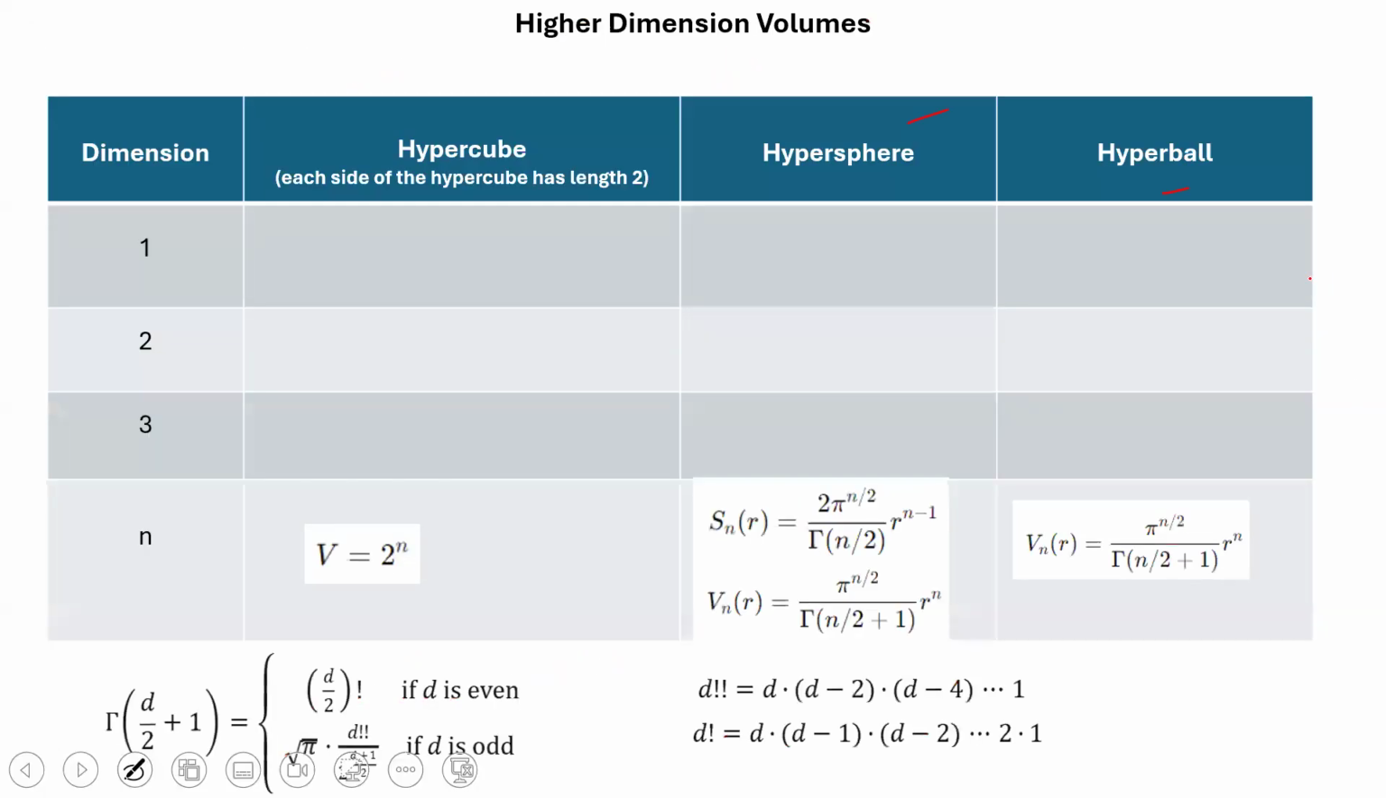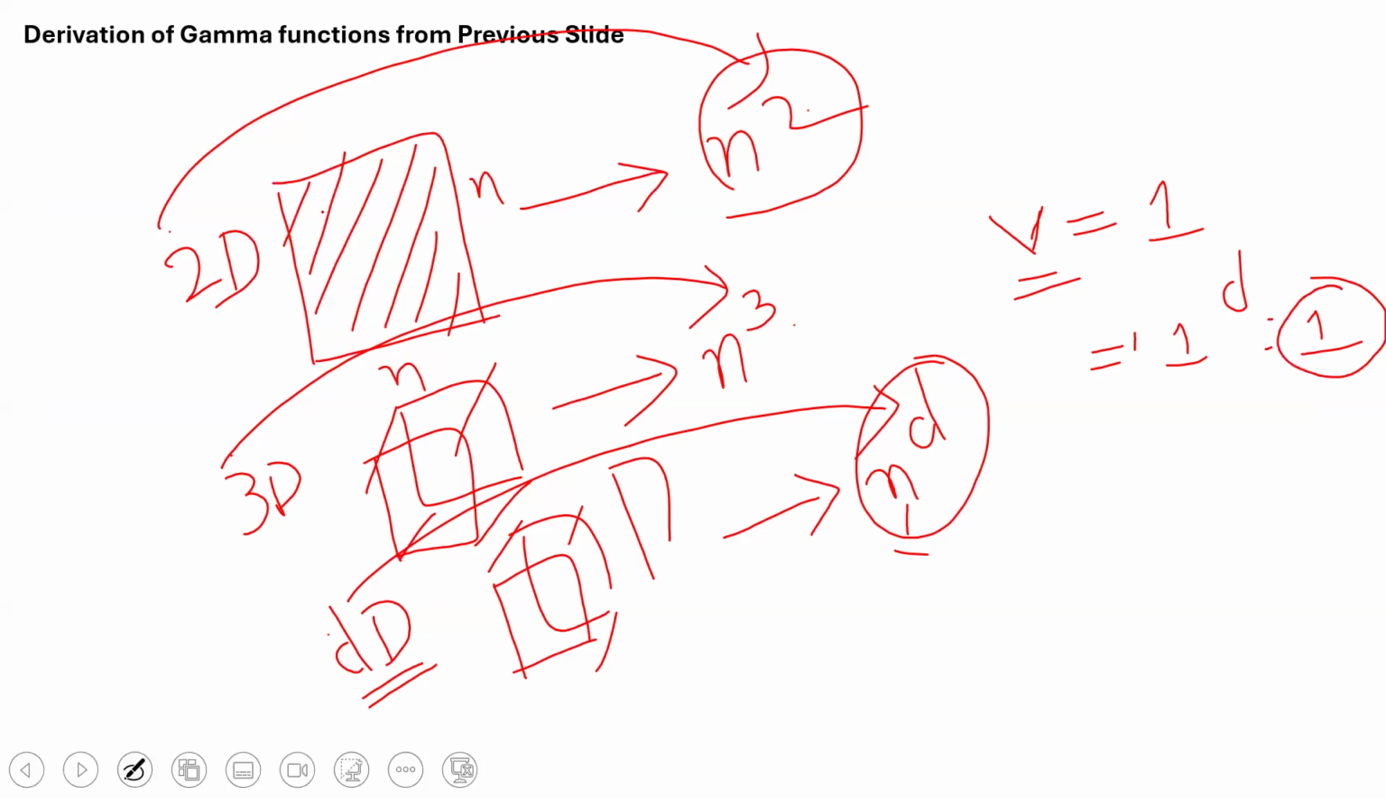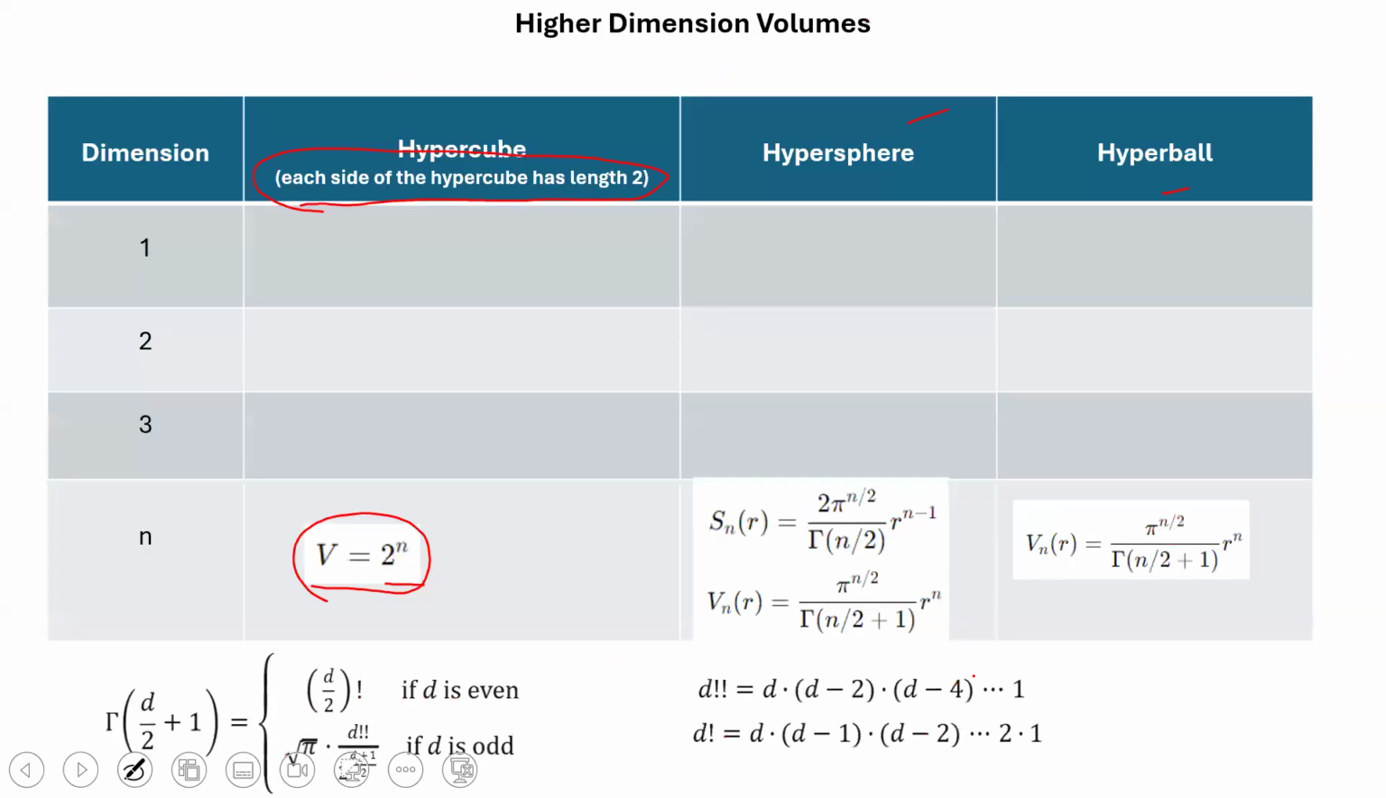That is the reason we are seeing it as 2 to the power of n. Why 2 to the power of n? Each side of the hypercube has length 2. It is given that n is equal to 2, the length of each side of the cube, so that becomes 2 to the power of d. Here, n is nothing but the number of dimensions, so d is just replaced by n. In n dimensions, it is 2 to the power of n.